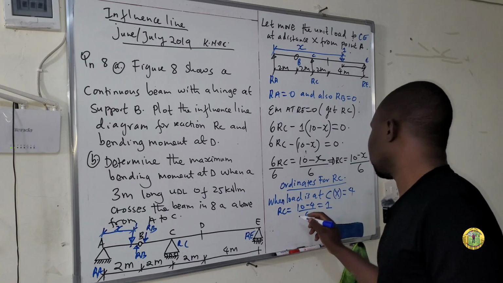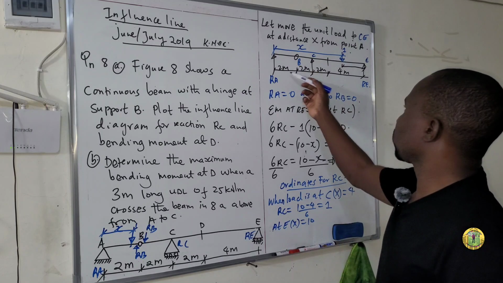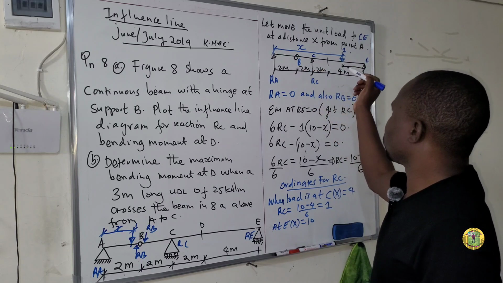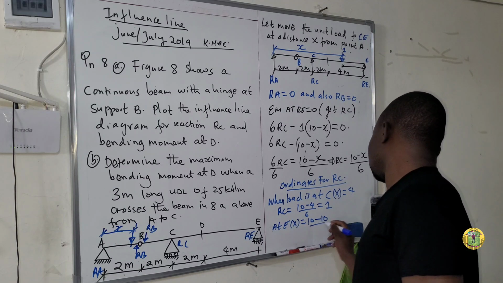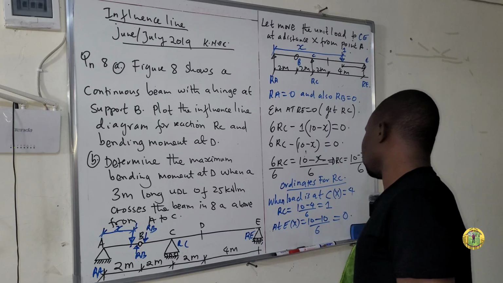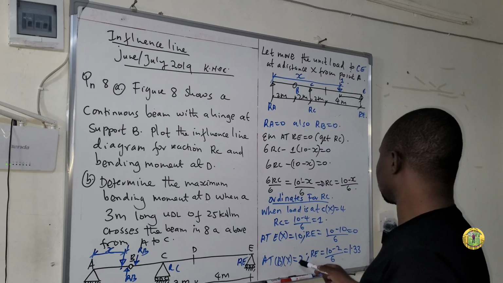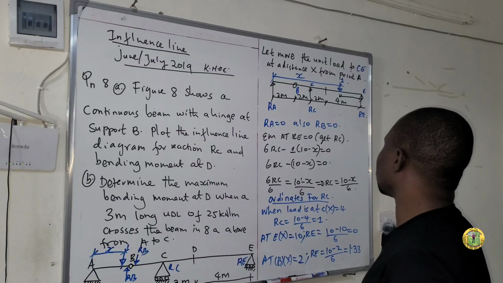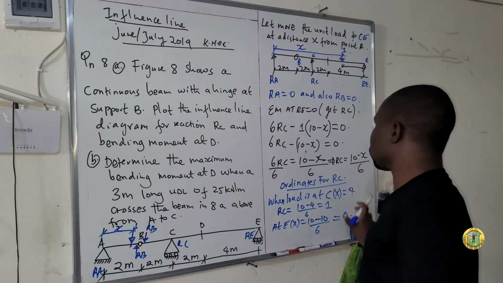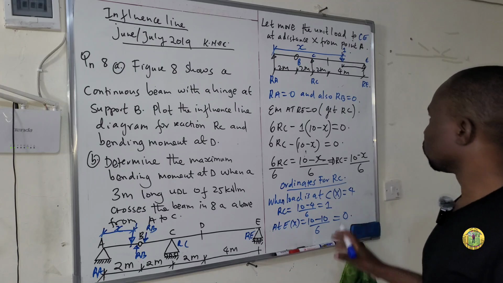And when the load is at E, x is equal to 10. So this is 2 plus 2, 4 plus, this is 2 plus 2, 4. 4 plus 4, 6. 6 plus 4, 10. So it will be 10 minus 10 all over 6, which is equal to 0. Now at B, x is equal to 2. So you will substitute x here in this formula with 2. So RC will be 10 minus 2 over 6, which is equal to 1.33. We now proceed to RE when the load is in between C and E. Remember, these ordinates are very important because we will use this ordinate to draw our influence line diagram for reaction C.